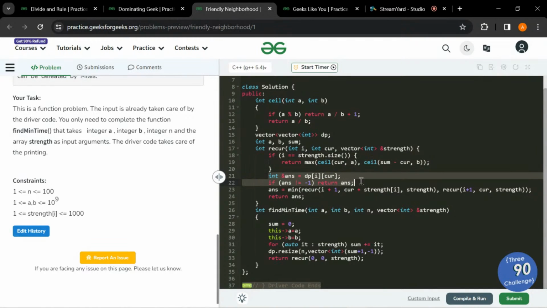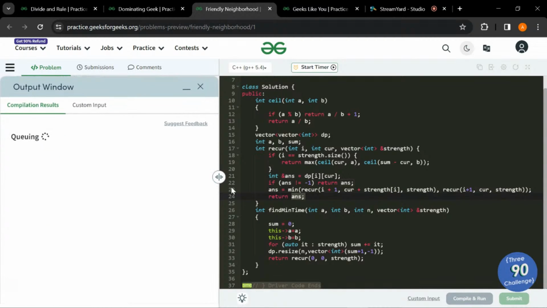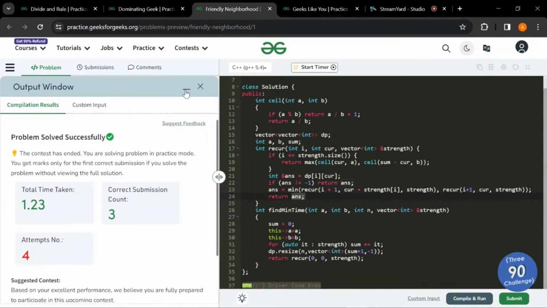If we have already computed this answer, then simply return it. Otherwise, we'll add this strength in current, or we can skip it. Then we'll take the minimum out of these two possibilities and finally return the answer. So the time complexity is 10 power 7 in the worst case, and the space complexity is also the same, right?